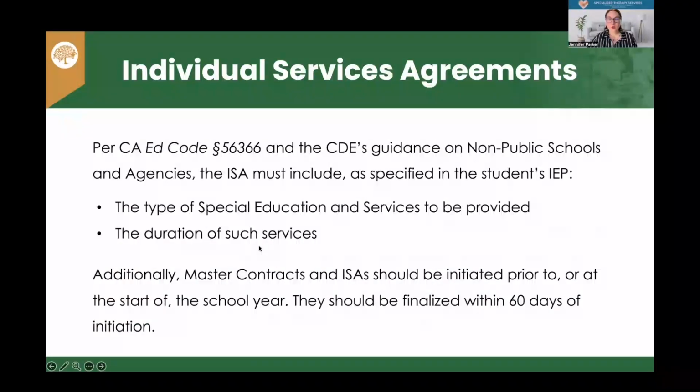Now let's move on to what's required in an ISA. Per California Education Code 56366 and the CDE's guidance on non-public schools and agencies, the ISA must include, as specified in the student's IEP, the type of special education and services to be provided and the duration of those services. Additionally, master contracts and ISAs should be initiated prior to or at the start of the school year and should be finalized within 60 days.